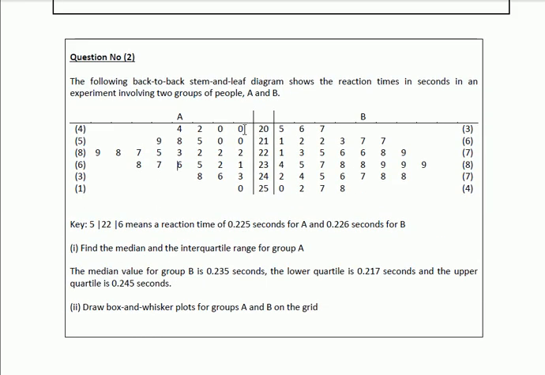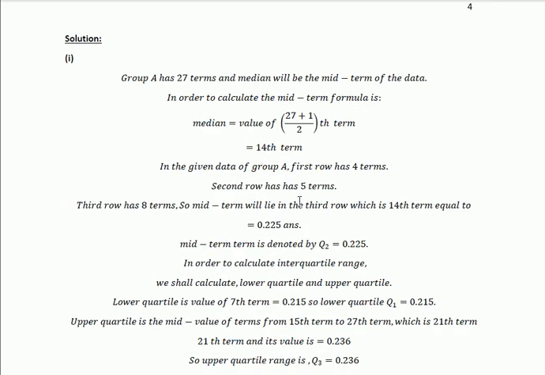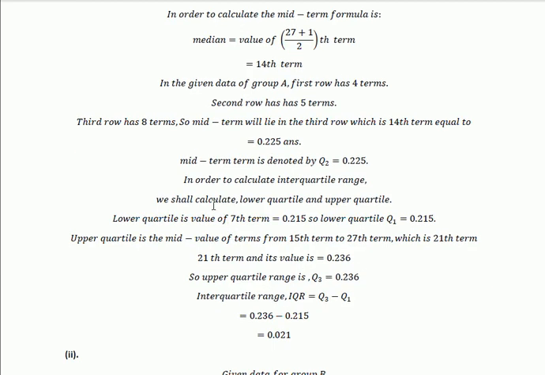In the third row, 0.22, 4 terms, after that 5 terms; 4 and 5 means 9, then 10th, 11th, 12th, 13th, 14th. This is the 14th term. So we shall write 0.225 for the middle value, as we have written here. The middle term is denoted by Q2, so 0.225 is equal to Q2.